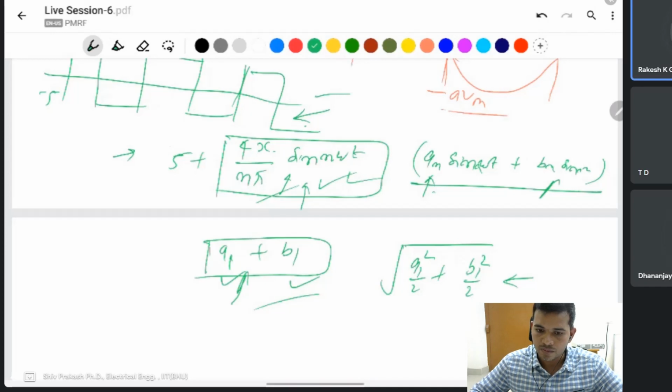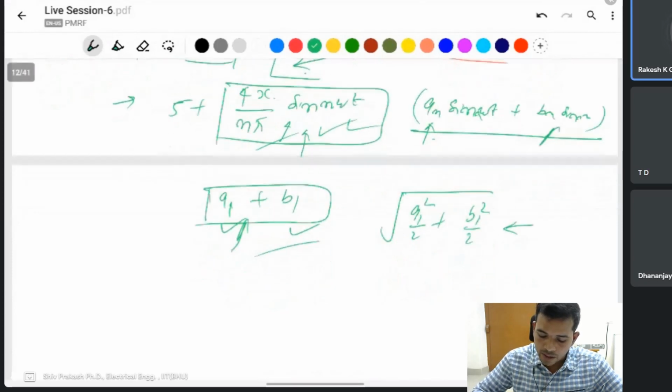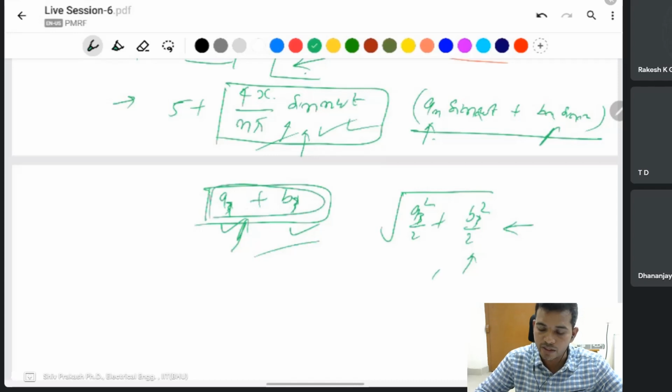Like that, it will be true for all harmonics. But this formula is only for the fundamental RMS. For the nth harmonic, it will be An square by 2 plus Bn square by 2. If you take the third harmonic component RMS, you take A3 and B3 in the same way. This is the third harmonic component.